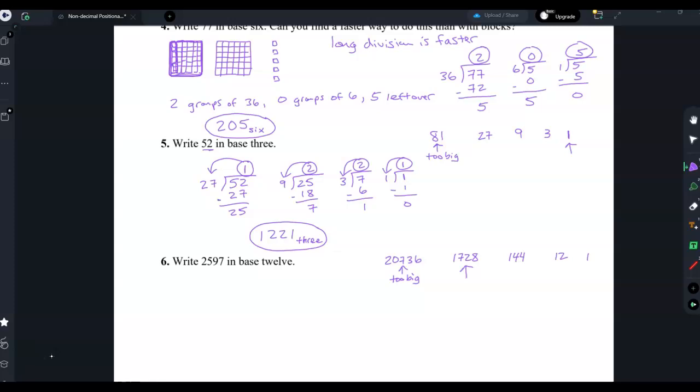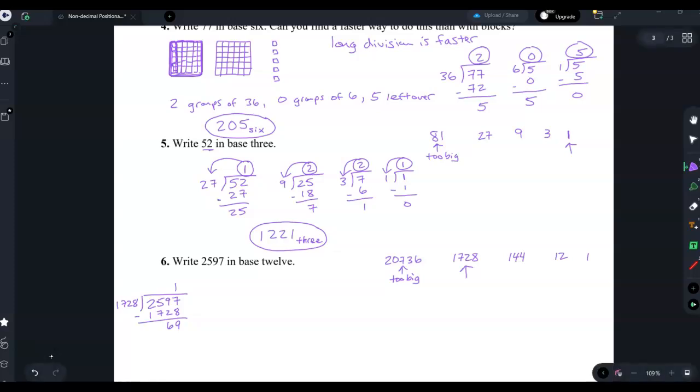20,736. So I'm going to take the number that we start with, 2,597, and I want to divide that by the highest power of 12 that will go into that, which is 1728. And I'm going to guess and say I think that only goes in once. So let's see if that's right. So 1 times 1728 is 1728, and then I'm going to subtract. So let's see. Oops.